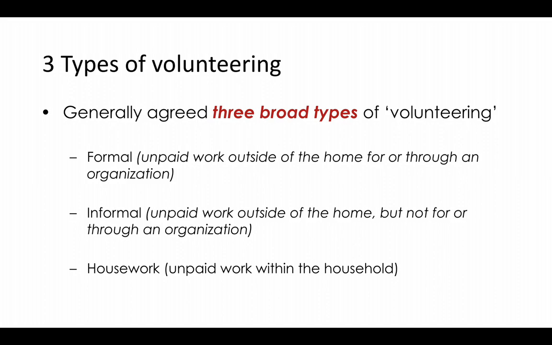Formal volunteering, which means unpaid work outside the home, usually through a nonprofit organization. And informal unpaid work, but not through a nonprofit or a formal organization. For example, you pick up trash and throw it in the trash bin on the sidewalk, etc.